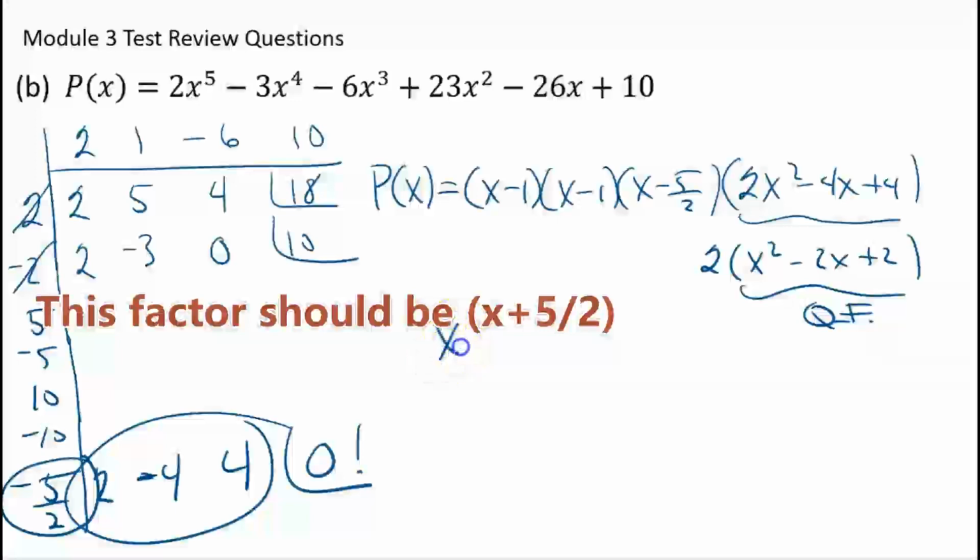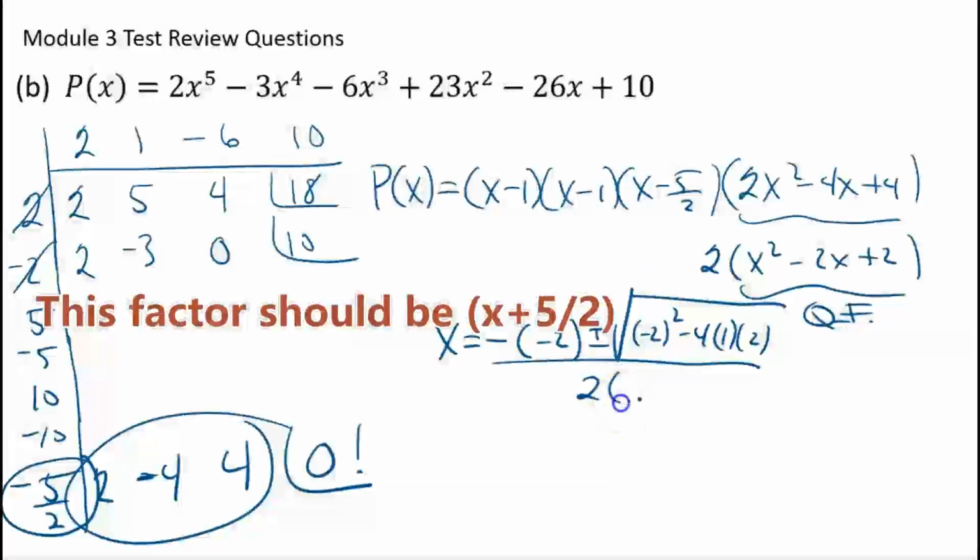So I have x is equal to negative b, which is negative 2, plus or minus the square root of negative 2 squared, minus 4 times a is 1, c is 2. And that's all over 2 times a is 1. Notice this 2 right here, it's not going to matter as far as your zeros go. I'm not using that for anything. I'm using 1 for a, negative 2 for b, and 2 for c.